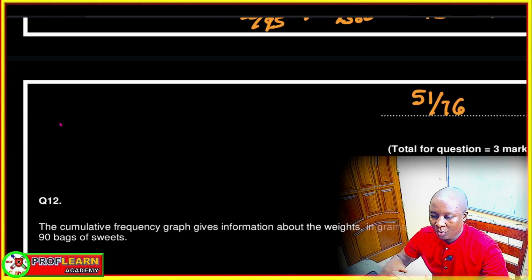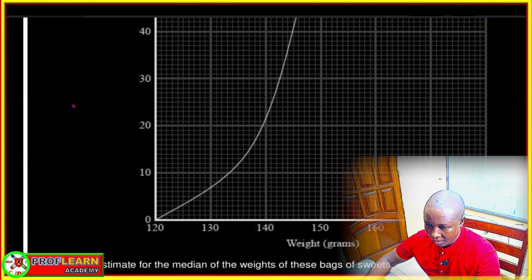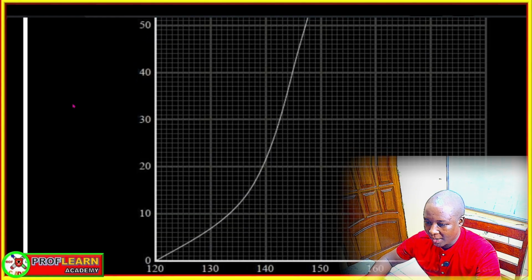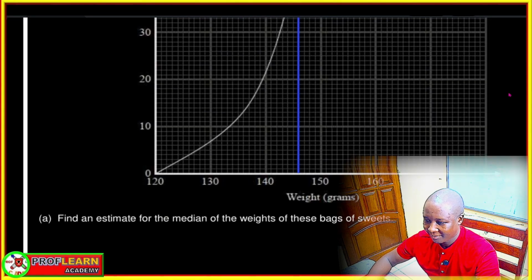Now we are going to move to cumulative graphs, and see, in the event you're given a question to do with cumulative frequency curves, can you get the median from it? You're supposed to find the median. So you check the maximum total cumulative frequency divided by 2, that is 45. Then you go to where 45 is, draw a line, and go straight down. Then you read the value at that point.